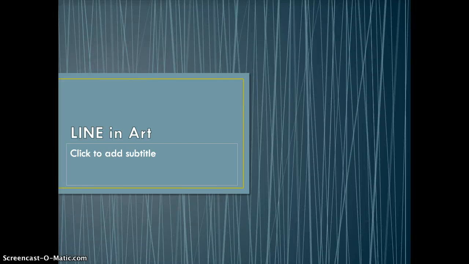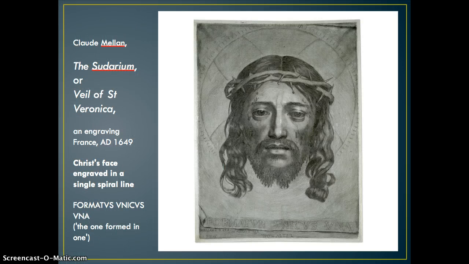This PowerPoint is designed to give you a few more examples of how line can be used in art. This is a fascinating example of an engraving where everything you see is actually created using a single spiraling line. This was created by Claude Mellan to represent a cloth veil, which was believed to have covered the face of Christ and to have picked up the imprint of his face. See the metaphor included in Latin at the bottom? The one, Christ, formed in one line.